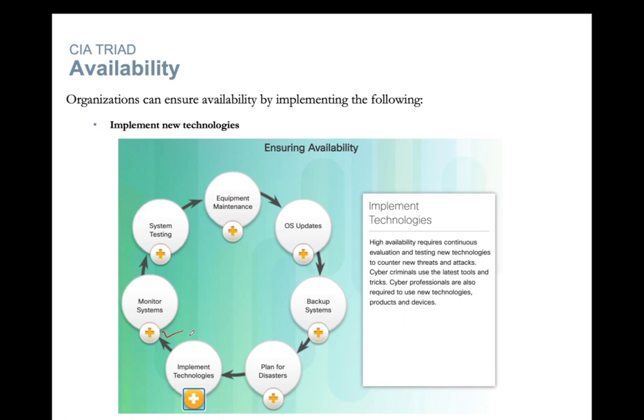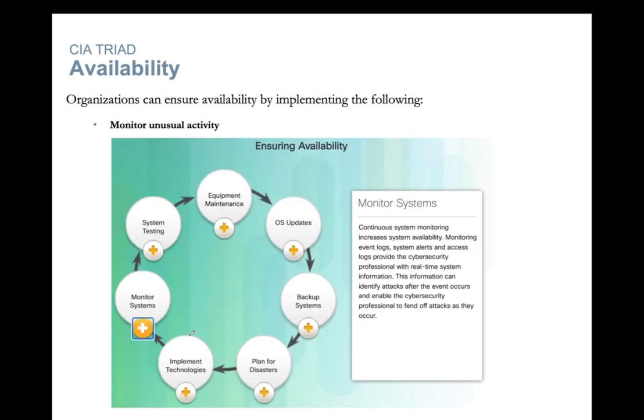The next one is system testing. To ensure availability, all systems should be tested to find vulnerabilities first. Testing can include port scans, vulnerability scans, and penetration tests. Any organization can ensure availability by implementing equipment maintenance, OS updates, backup systems, plan for disaster, implement technologies, monitor systems, and system testing or penetration testing.